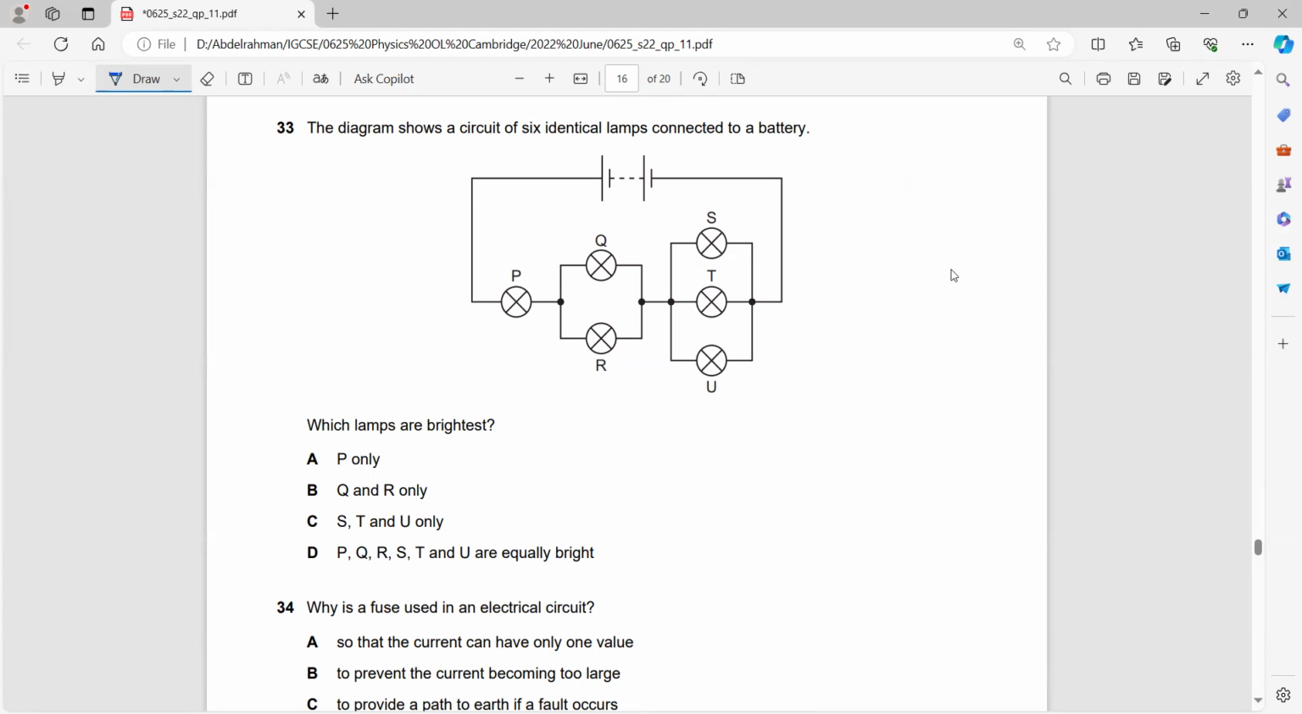P will be the brightest. Why? Because it has the highest voltage. Why does it have the highest voltage? Because it has the highest resistance. These are two lamps in parallel, so the resistance will decrease and the voltage will decrease. These are three lamps in parallel, so the resistance will decrease even more and the voltage will decrease even more. And the voltage has to do with the brightness. As the voltage increases, the brightness also increases.